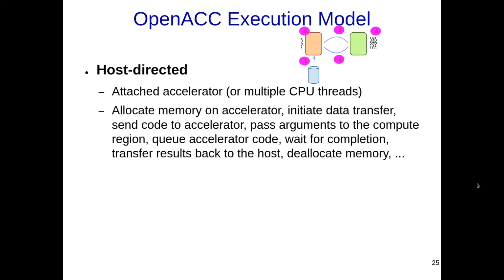So what are the different tasks that the CPU initiates? Well, it needs to allocate memory on the accelerator, right? This memory is getting allocated on the GPU, but it's not the GPU that is doing or initiating it. It's the CPU that is initiating this. Initiation of the data transfer between CPU and GPU, whether it is from CPU to GPU or GPU to CPU, that also needs to be initiated by the host or the CPU.